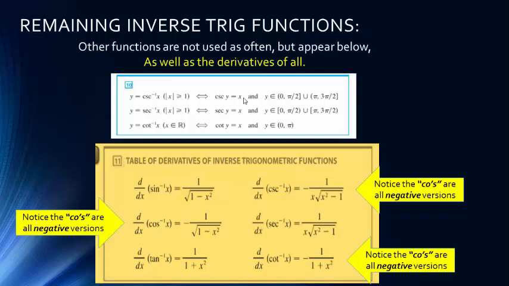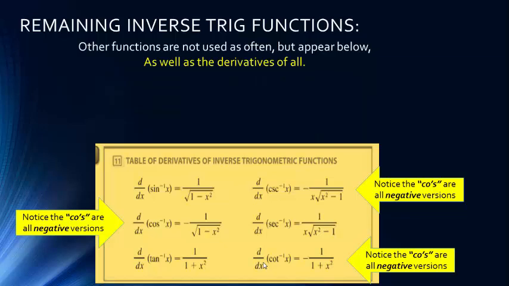The cosine, the cosecant, and the cotangent are negative versions of their cofunction. So for example, the cosine is the negative of the sine function, the cosecant is the negative of the secant function, and the cotangent is the negative of the tangent function. Again, you can see that here. These are the same function with a negative. These are formulas you need to know. You need to memorize these and practice using them in your homework and other practices.